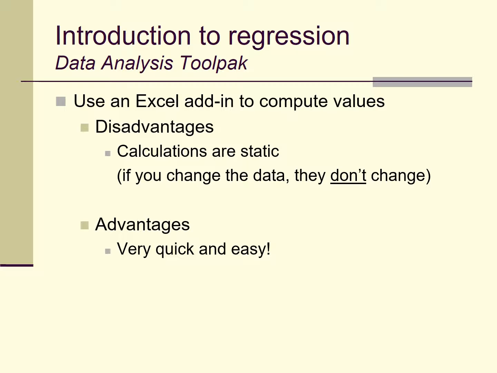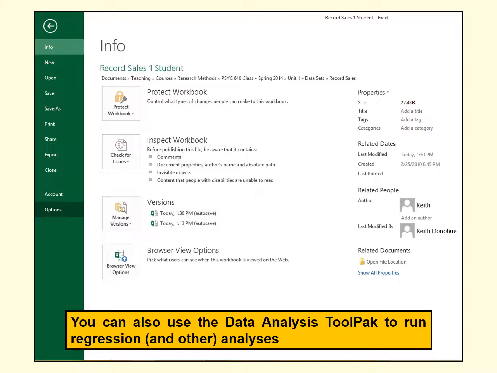The advantages are that this is very quick and very easy, certainly in comparison to hacking out the analyses using functions. Like I said before, you have to, in a sense, turn on the Data Analysis Toolpak. So you just go back to the main tab for Excel by clicking that button in the top left. You go to the page here and go down to the very bottom. I've highlighted here Options. Click on that.